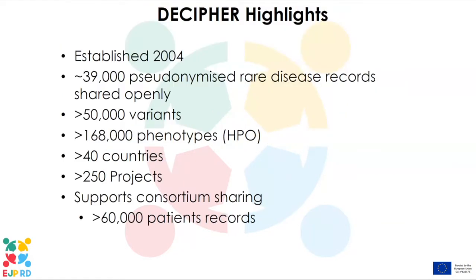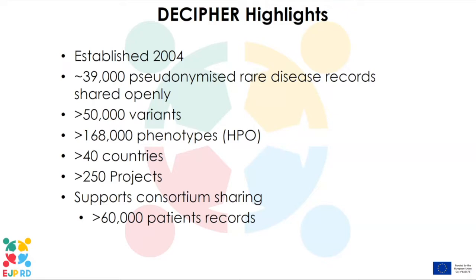So just quickly, some Decipher highlights. Decipher was established in 2004, so we've been running approximately 17 years. There's currently around 39,000 synonymised rare disease patient records that we share openly on the website. These contain more than 50,000 variants and more than 168,000 phenotype terms, mainly in HPO. We're used in more than 40 countries around the world, and there's more than 250 projects. These are academic clinical genetic centres that deposit patient data to the platform.